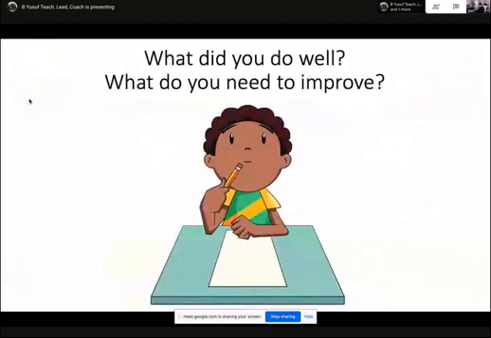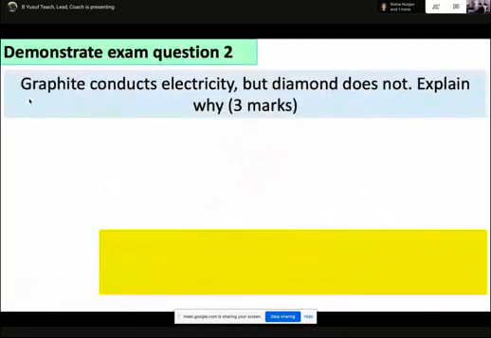So again, what did you do well? Were there any particular keywords that you used? And what do you need to improve? And usually at this point, it's making sure that you can clearly write your explanations to get the marks that are needed. So let's look at a second question related to this topic.